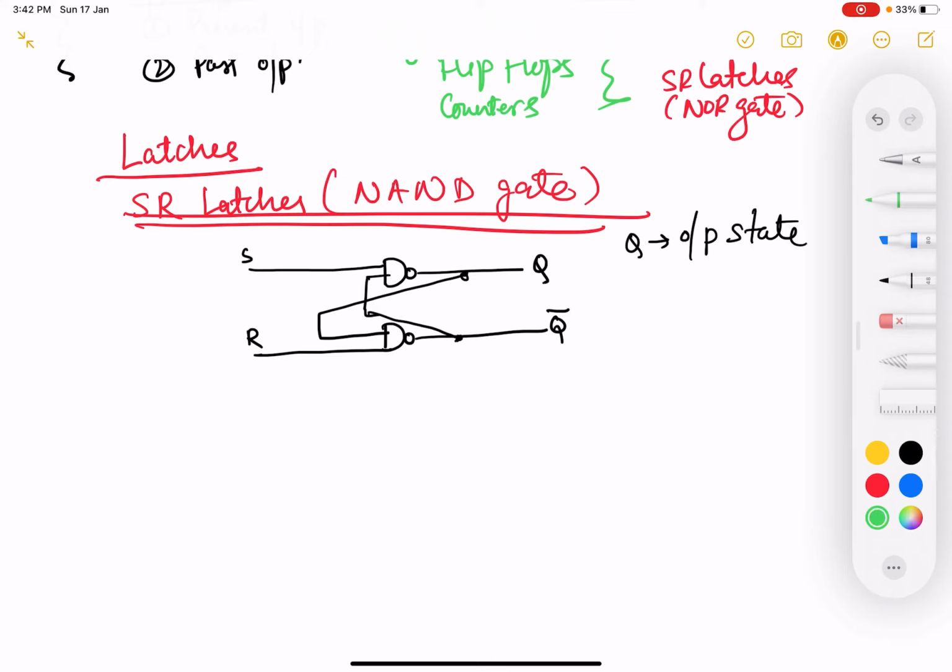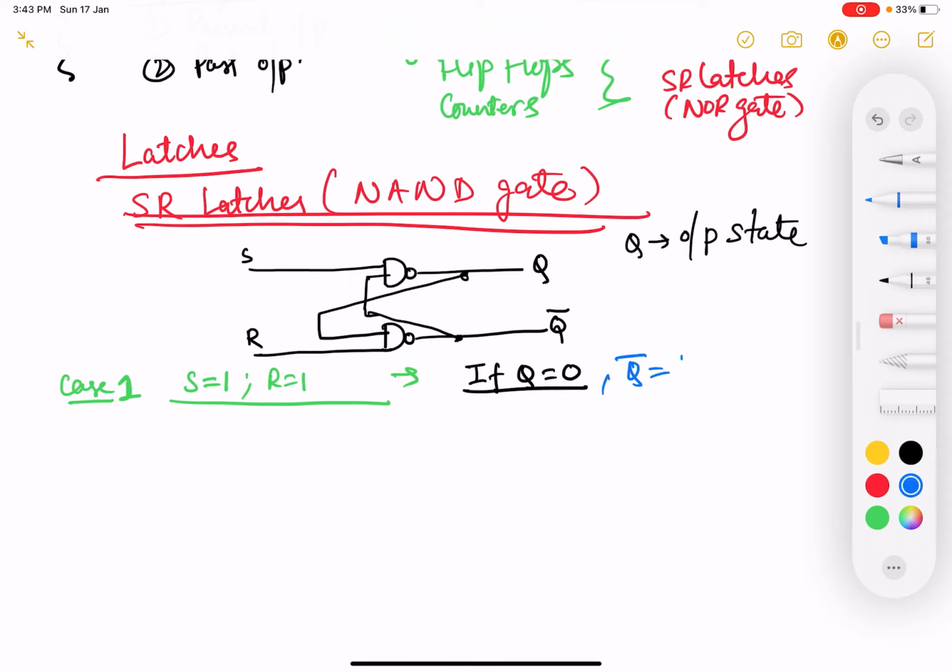Let's look at the working of this SR latch. We'll take case 1, where we assume the inputs are S equal to 1 and R equal to 1. The first instance we are taking is that initially the output state Q is 0. This implies Q bar must be 1. We have taken S equal to 1, R equal to 1, output state Q is 0, and Q bar will be 1.